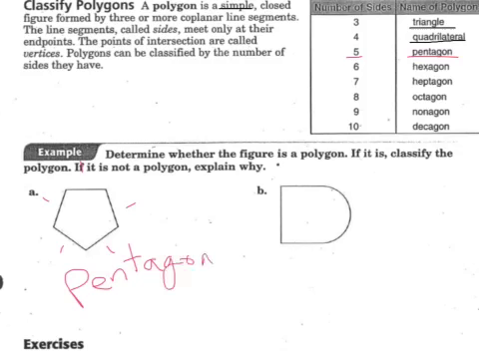Our example B is a little bit different. We've got a curved shape here, so immediately we can tell that this is not a polygon because it has curved lines.